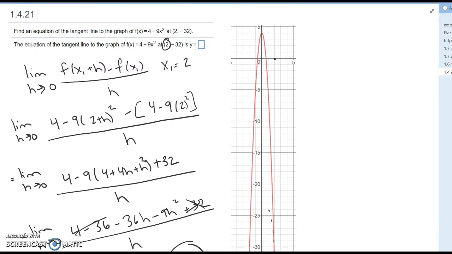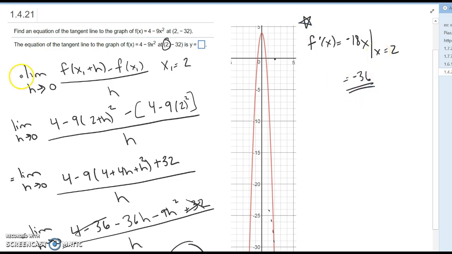Once we do a little bit more in depth of calculus, we take the derivative of the function, which would be minus 18x. Now if I evaluate that at 2, I get minus 36. So eventually there are shortcut methods here. This is the definition of the limit, plugging that in.